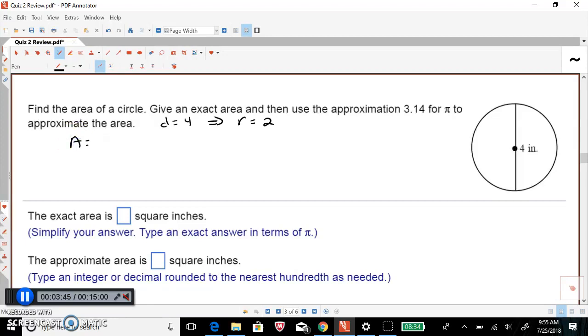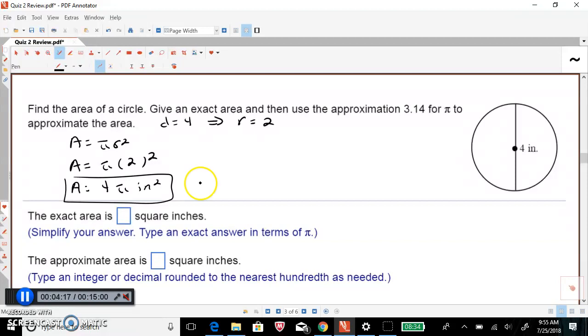And again, we just look at the formula for the area of a circle, pi r squared. Now replace r with 2. Therefore, the area of this circle, the exact area, is 4 pi, and we're looking at inches again, so square inches.